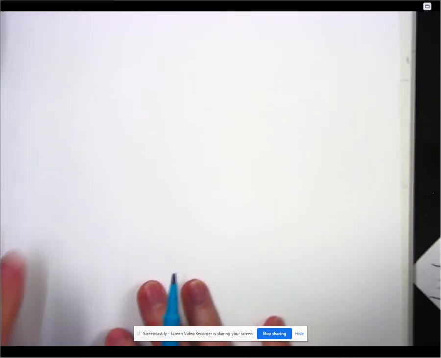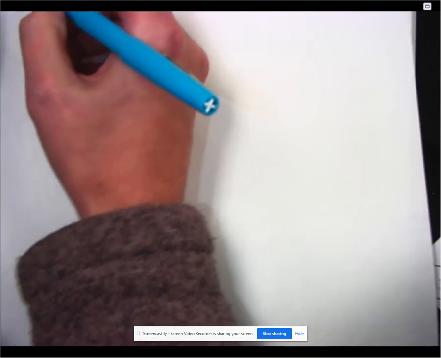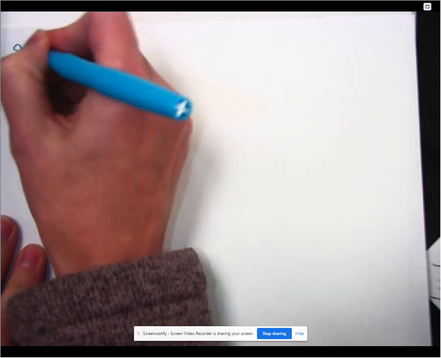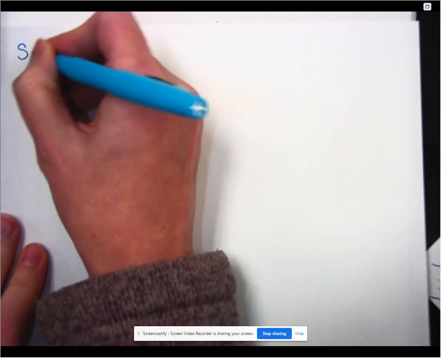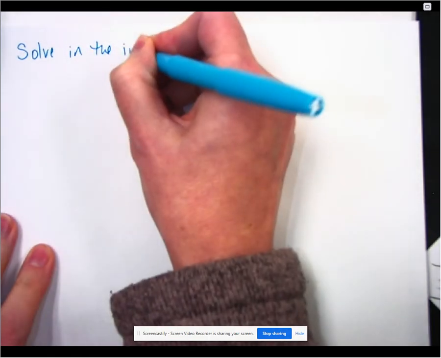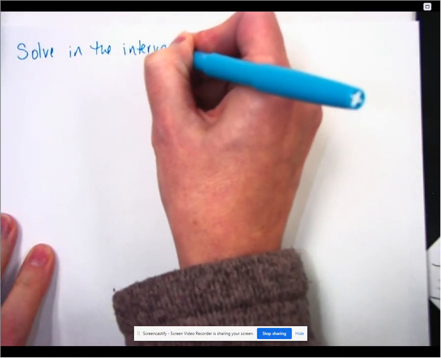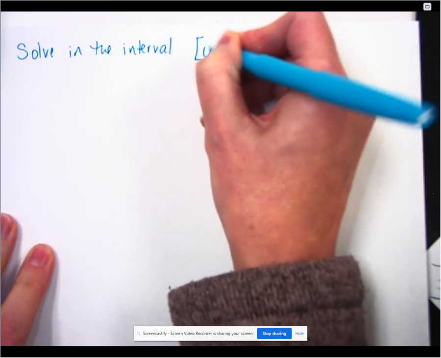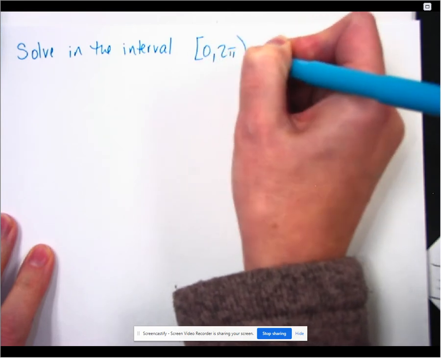All right, so we're going to finish up this hand trick lesson with some basic trigonometric equations that we are going to use the hand trick to solve. Our directions for our last set of examples is to solve in the interval from 0 to 2 pi.